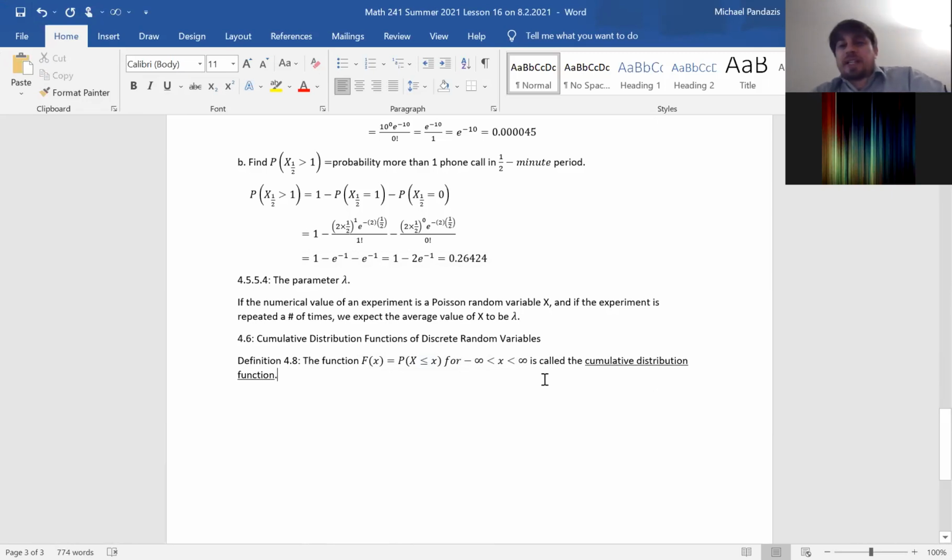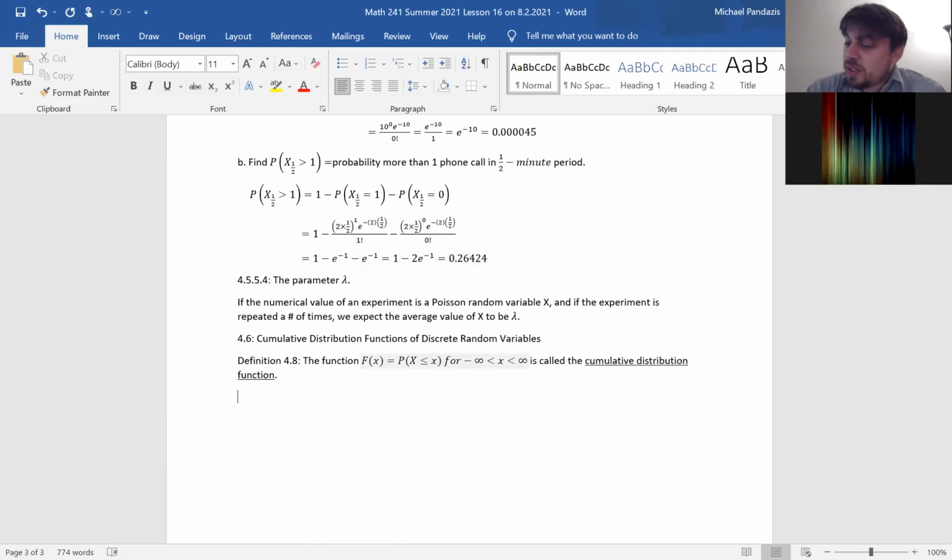Before we found the probability of it equaling a fixed amount, now we're finding the probability of it being at most some fixed amount. It's called a cumulative distribution function because in a sense you're adding the probabilities of all the values of capital X up to and including some fixed number little x. So it's cumulative, and the larger this little x is, the more probabilities you add on to find the probability of capital X being at most something. That's the cumulative part of the name.